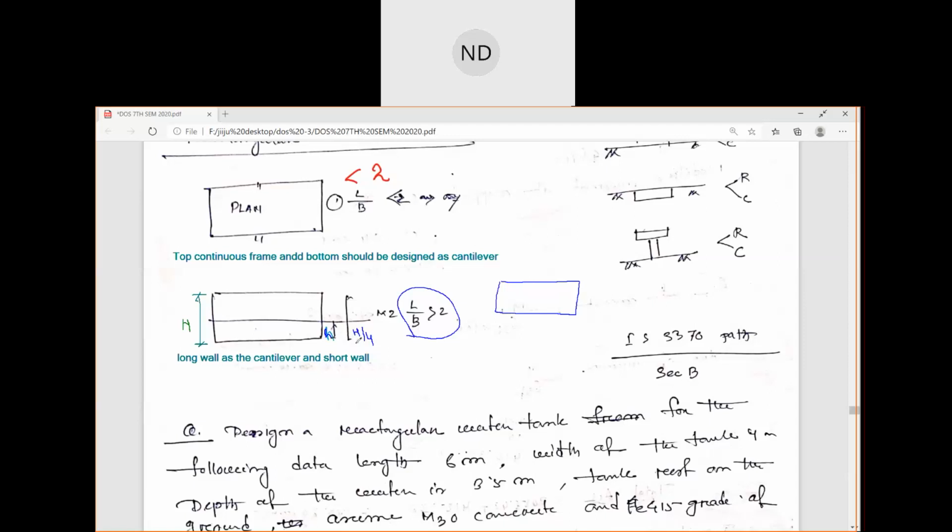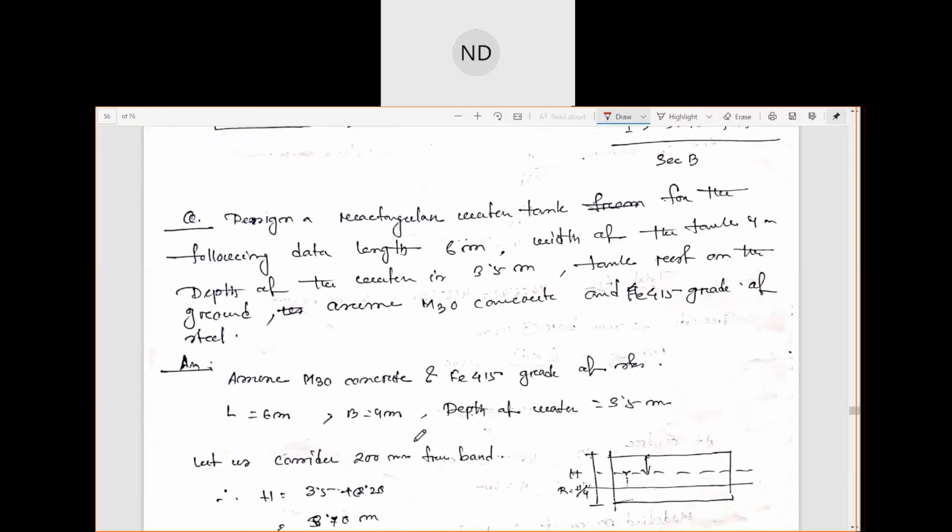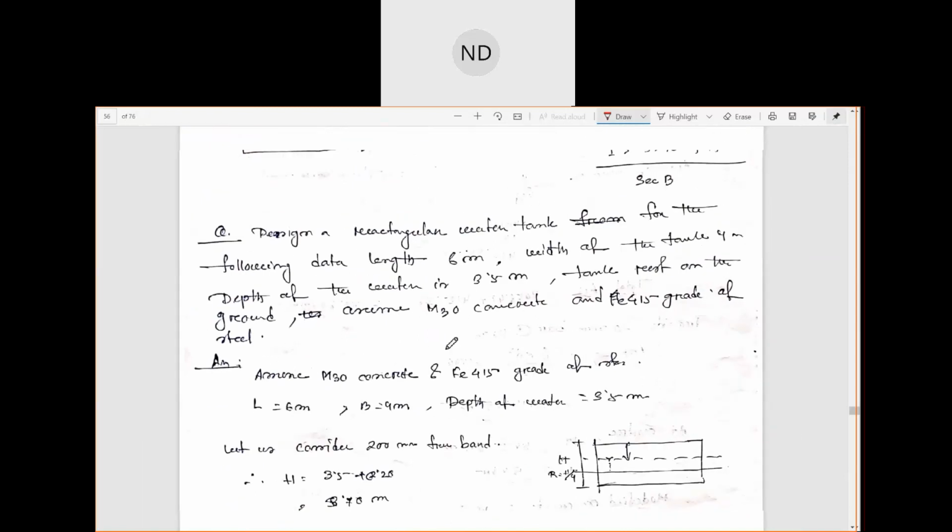If small h is equal to H by 4, then this portion will be capital H minus small h, which is this. So this will be designed as a slab supported on a long wall. This is the short wall we are designing. So the top portion will be designed as a slab supported on a long wall. When we do the problem, you'll come to know. Let us take a simple problem on the rectangular water tank.